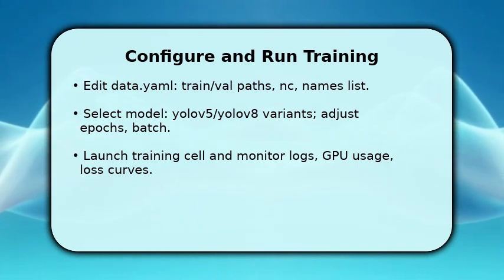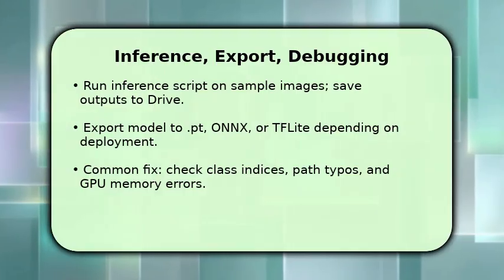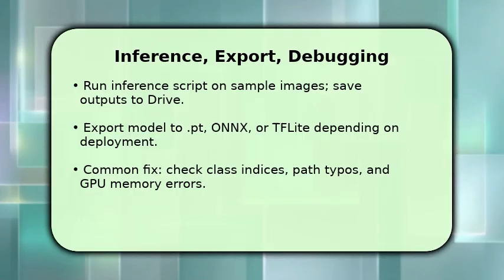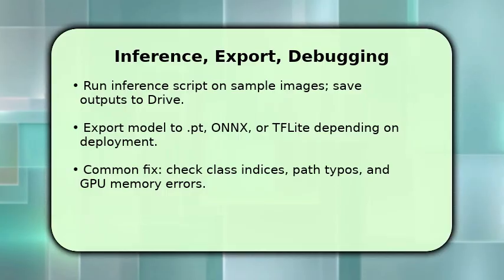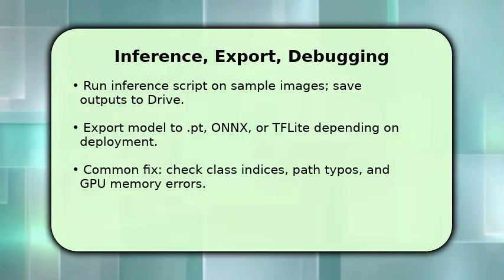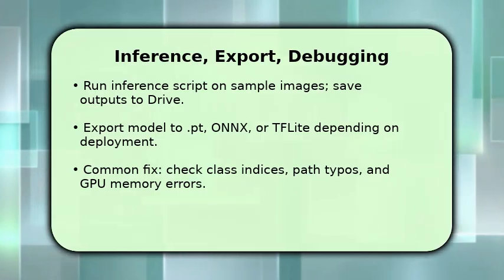You run inference on a few sample images to validate results, because visual checks catch label and scale issues quickly. Once satisfied, export the trained weights to the format you need: PT for PyTorch, ONNX for portability, or TFLite for mobile, making sure export options match your target.